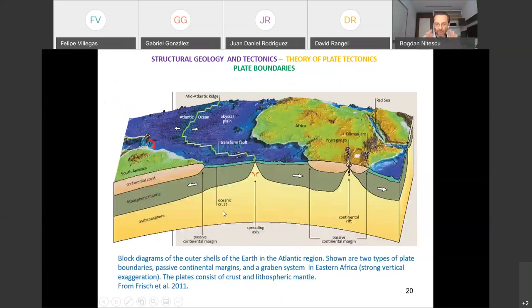All right, so just to summarize, I found these 3D diagrams. I think they are cool for you to see and to start picturing in your mind. This shows the Atlantic region and the outer shells. So you can see the asthenosphere and lithosphere with the crust. Here is oceanic crust, here is continental crust, the lithospheric mantle. You see here basically two types of plate boundaries. You see the mid-ocean ridges, so divergent boundaries, and transform boundaries, but these are passive only. Here there is a bit of subduction, but I'm not talking about the Caribbean region. You have passive margins here.